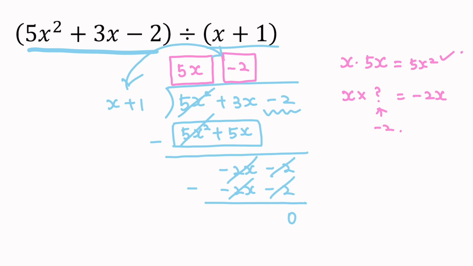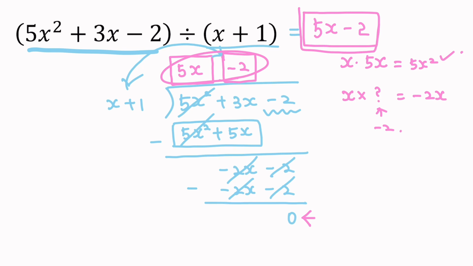So for the answer of this problem, it's going to be this pink expression combined together, 5x minus 2. And since there is no remainder, I don't have to do anything to this binomial answer. This will be my final answer. So I'm going to box it like that and give it a check mark.